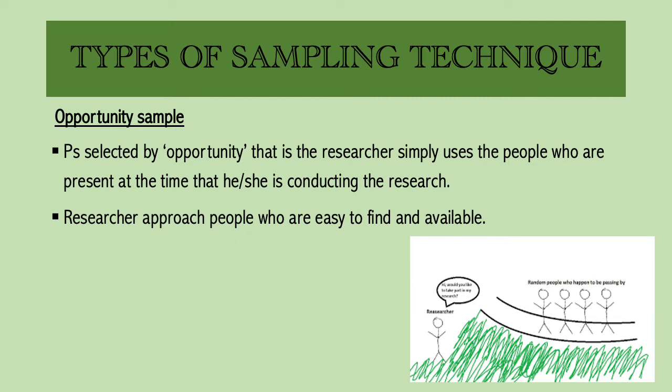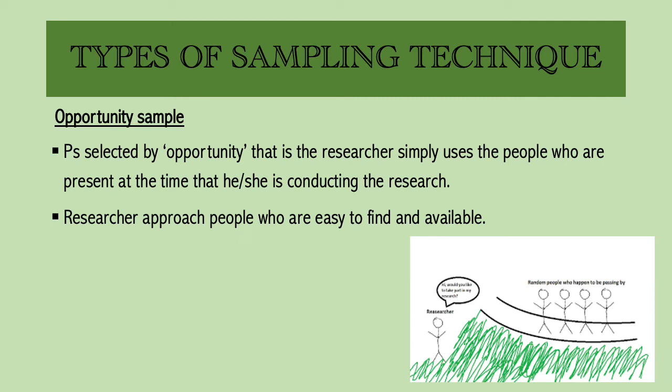Alright, now the first sampling technique is opportunity sampling. So participants are selected by opportunity, which means the researcher simply uses the people who are present at the time he or she is conducting the research. The researcher approaches people who are easy to find and available. If you look at the picture there, it's not that clear, but you have random people who happen to be passing by. There are 4 people who are just walking around, and then there's a researcher there. So the researcher would approach them and say, "Hi, would you like to take part in my research?"